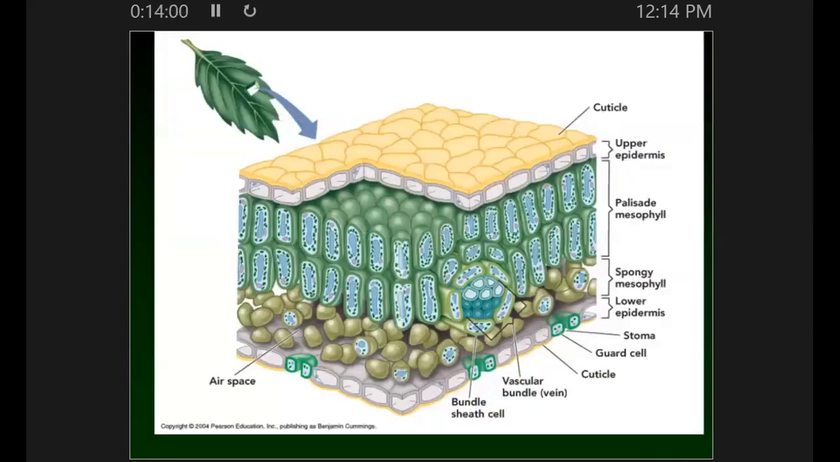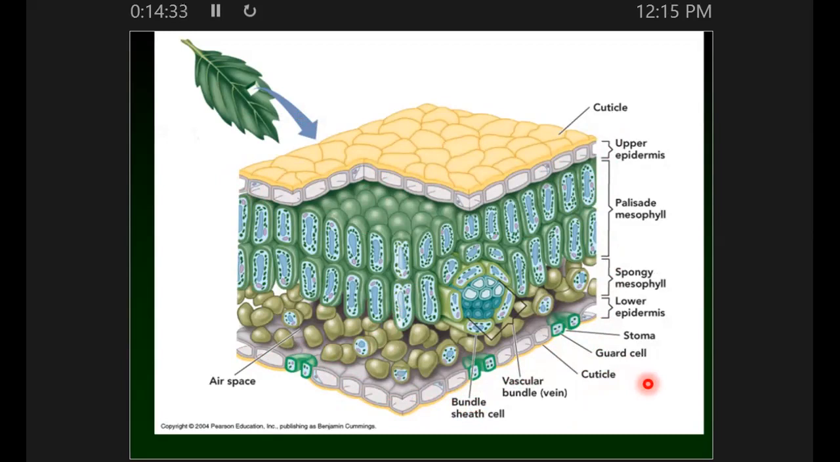So that cuticle can be thick or thin depending on where the plant is living and what kind of habitat it's exposed to. We'll talk more about that when we get into leaf anatomy in more detail. Here you're seeing a drawing of a leaf, and you can see that there's an upper epidermis, one layer thick with that cuticle covering it, and then there's a lower epidermis. And you can see on the lower epidermis, they have these green cells scattered. Those are the guard cells.